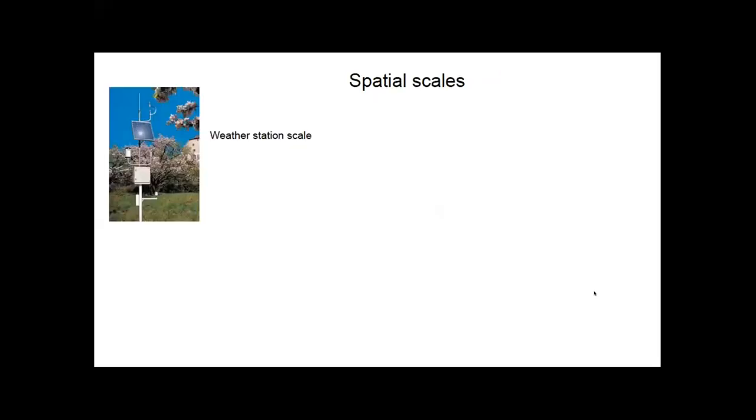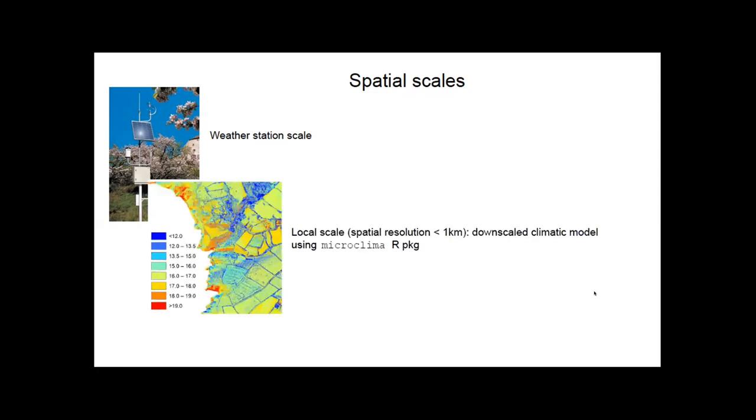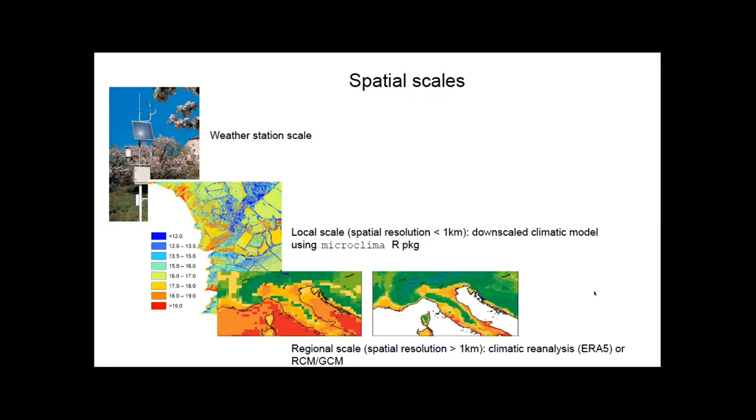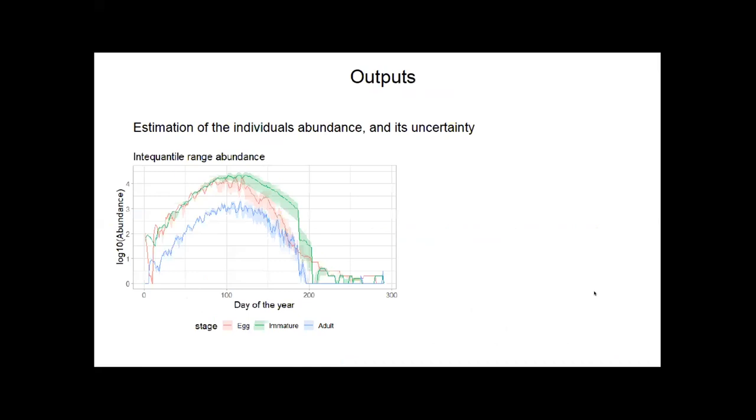We have encoded the model for three different spatial scales, which means that you can use, for example, temperature weather station information, a temperature time series. In this case, the model is aspatial, and we will provide you the temporal dynamics profile of the simulated populations. Or you can use spatially explicit temporal time series at fine scale, below 1 kilometer spatial resolution, using, for example, climatic models such as those provided by the microclima package. Or, to get something more similar to classic correlative species distribution models, you can use spatially explicit temperature time series at coarser spatial resolution, higher than 1 kilometer, using data gathered, for example, from climatic reanalysis such as ERA5 or regional circulation models.